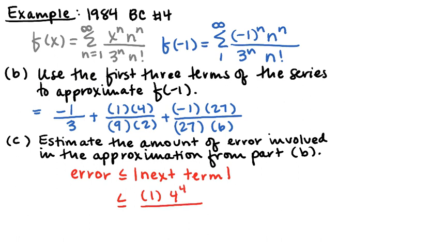It doesn't even really matter. Over 3 to the 4 and 4 factorial. That's a solid error bound. That's all they're looking for on that. They're just looking for you to know that the error is bounded from above by the next term, and for you to know what the next term means. If you use 3 terms to approximate, then the error bound is just the value of the fourth term.